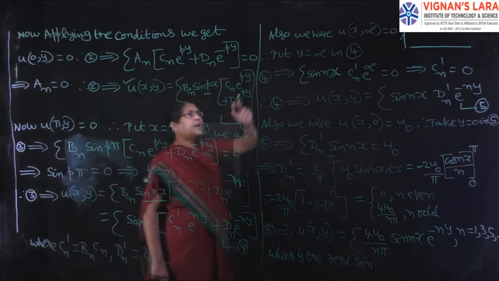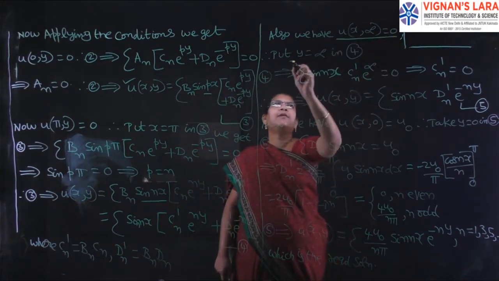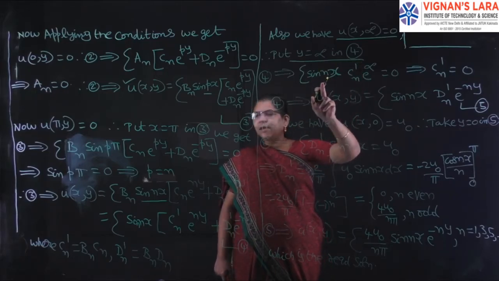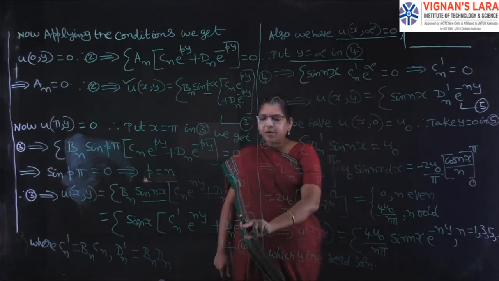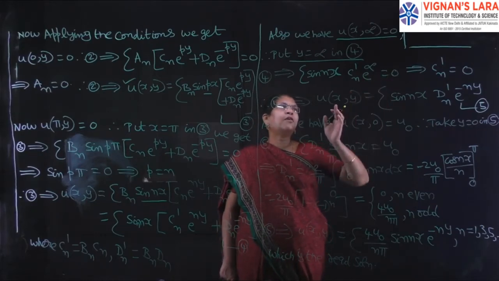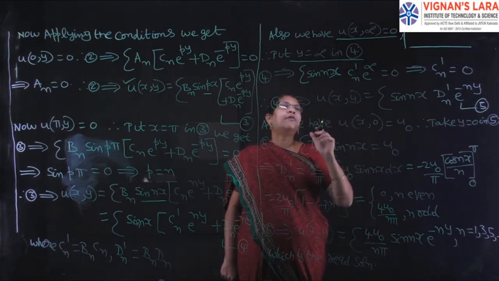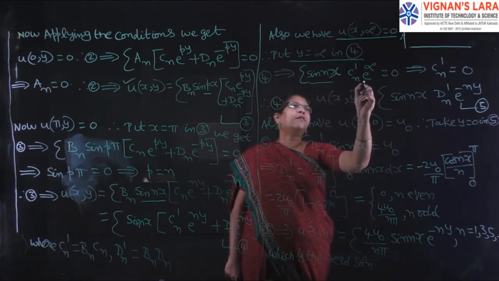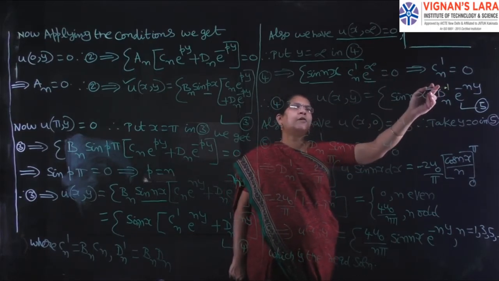Now what is another condition? U of x comma infinity equal to 0. That means take y equal to infinity in equation number 4. Then what will you get? Summation sin nx into Cn dash into e power infinity, and e power minus infinity is 0. So this is equal to 0. Summation is 0 means each and every term must be 0. Sin nx will never be 0 and e power infinity is always infinity. What is the other possibility? Cn dash equal to 0.